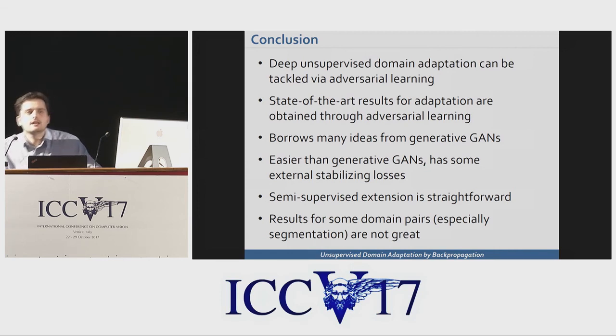Hi. Over here. Thanks for the great talk. I had a question. How do you deal with it if the source domain and the target domain have a different distribution of labels? Yes, this is a great question.